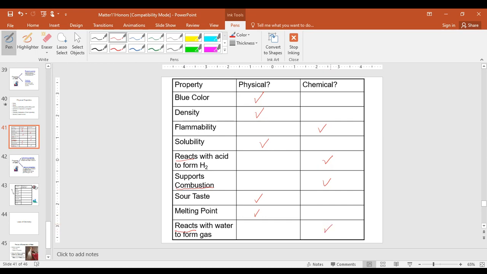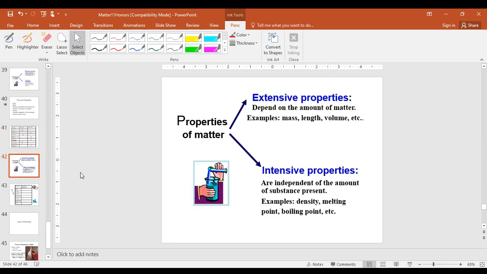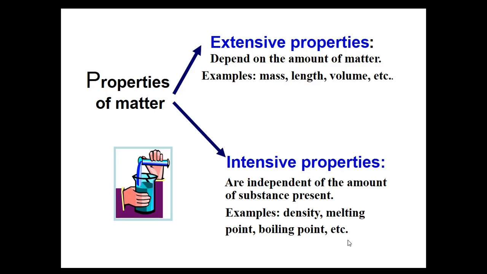Okay, so those are chemical and physical properties, and now we're going to go over intensive and extensive properties. Extensive properties depend on how much you have of something. Examples of this are things like mass, length, volume. Pretty much anything else is going to be intensive. It will not depend on how much you have present. Something like density, density is a ratio. It won't change no matter how much material you have.